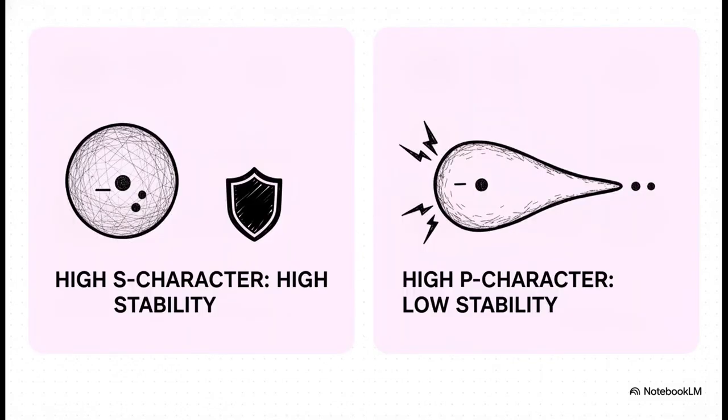First up is the s character of the carbon atom. Think back to your orbital shapes, right? The spherical s orbitals are physically much closer to the positively charged nucleus than those elongated p orbitals. Therefore, an sp hybridized carbon in an alkyne, which has 50% s character, holds that negative electron pair much tighter and much closer to the nucleus than an sp3 hybridized alkane, which only has 25% s character. And in chemistry, closer to the nucleus literally means more stable.